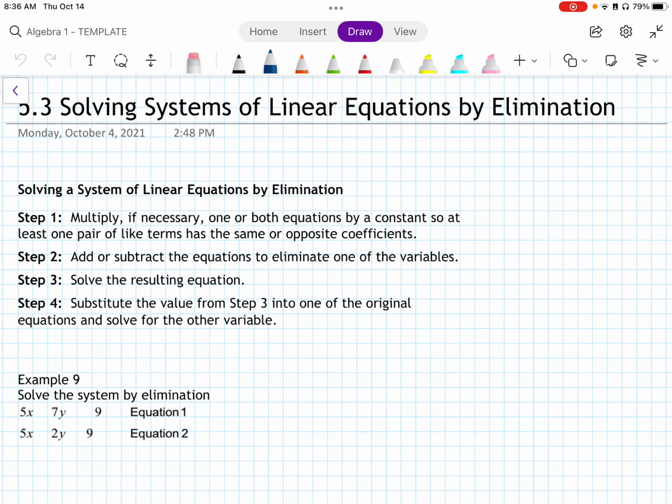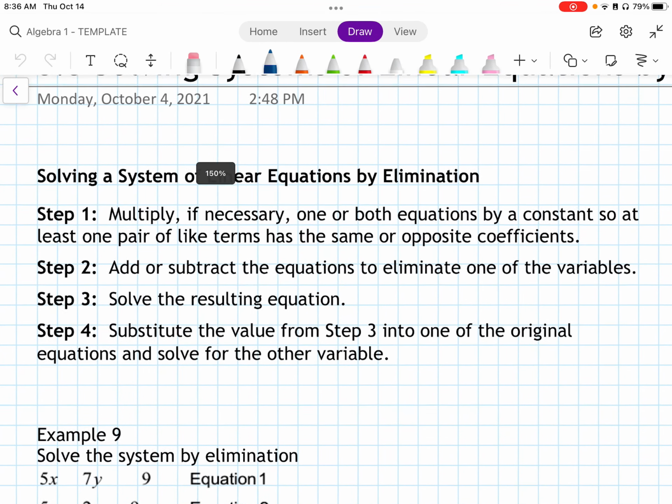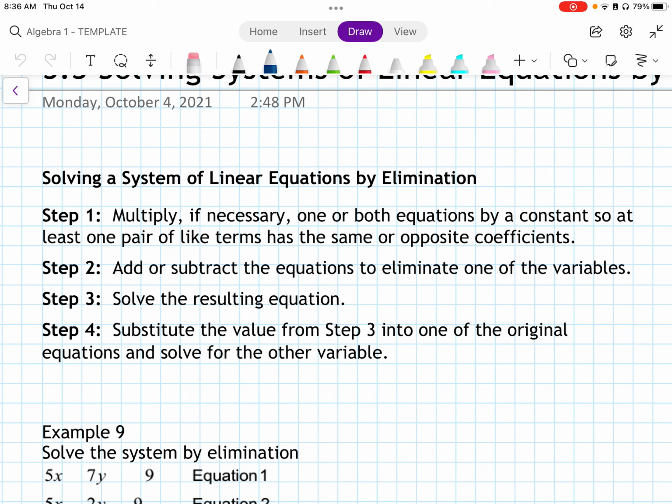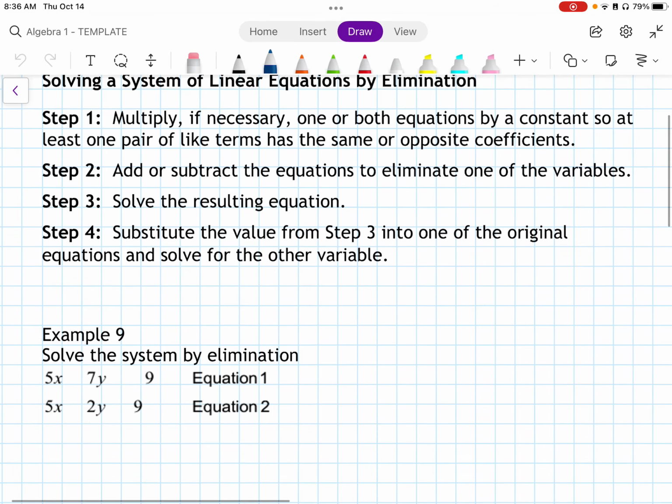Okay, 5.3, solving by elimination now, right? So we've already done graphing, and then we did substitution, and now we're learning a new way, it's elimination. Here are some steps that we could do to do elimination. And I think that some of these steps don't really make sense until you see how elimination works. So I'll pull this up back at the end of the video.